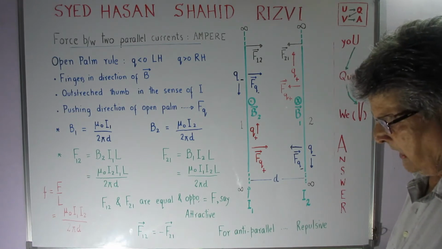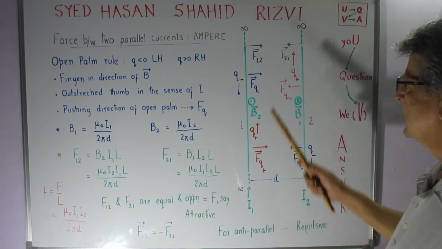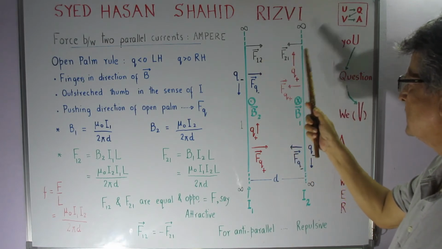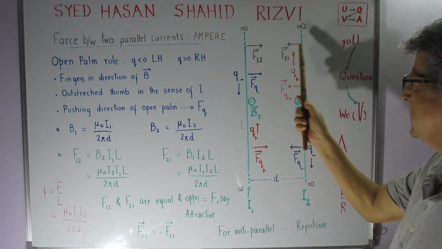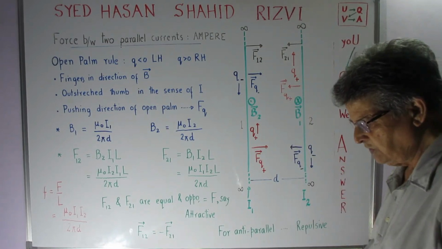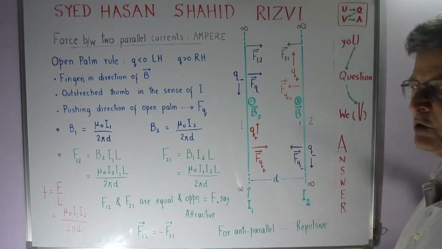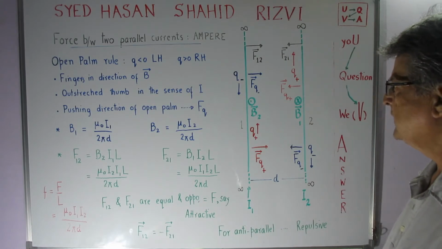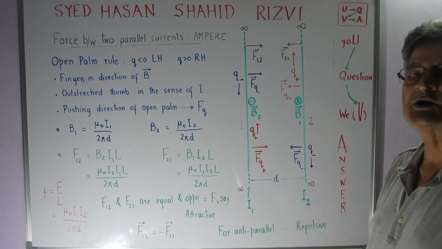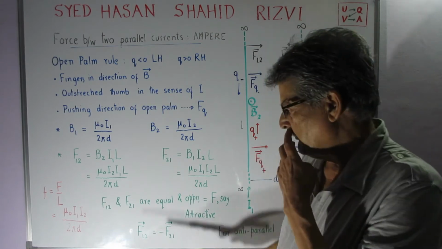Now, I will first of all qualitatively show to you that the force on wire 1 due to wire 2 and the force on wire 2 due to wire 1 will be towards each other. That means attractive. Later I can show, first qualitatively then quantitatively, that the two forces are equal and opposite, just like in the case of Newton's third law, F12 is equal to minus F21.